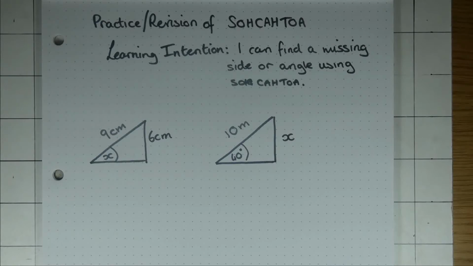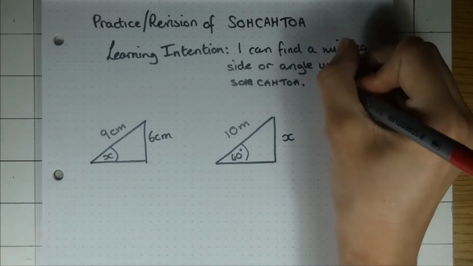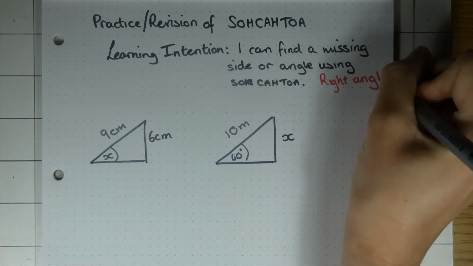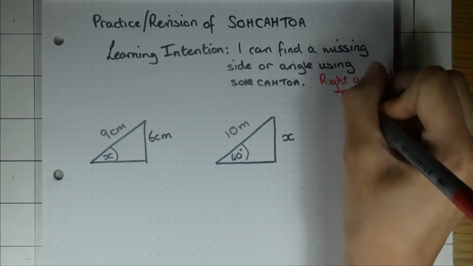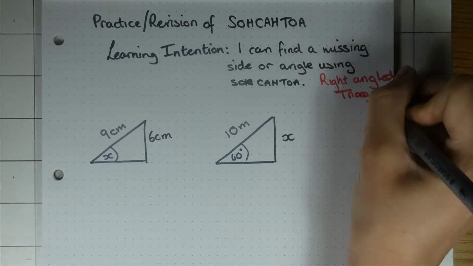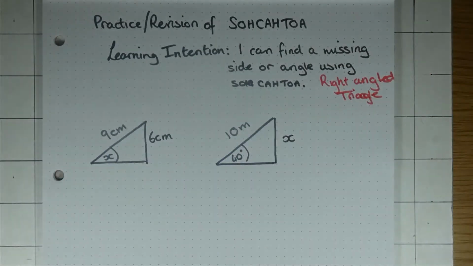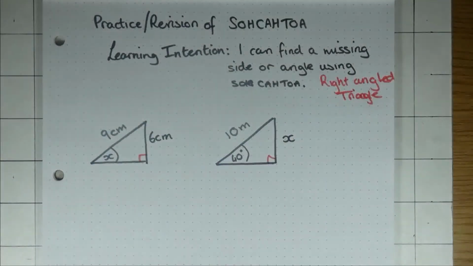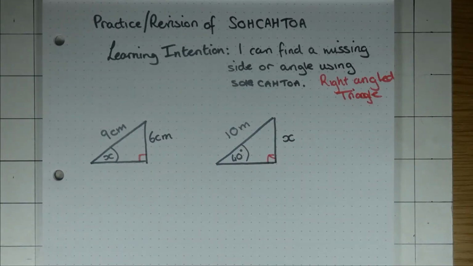We use SohCahToa in order to find a missing side or angle, and there's a really important piece of information here. It has to be a right angled triangle. Okay? You can't use SohCahToa if you've not got a right angled triangle. Now, we've established both of these are right angled, believe it or not. So we've then got to remember, how do we use SohCahToa?